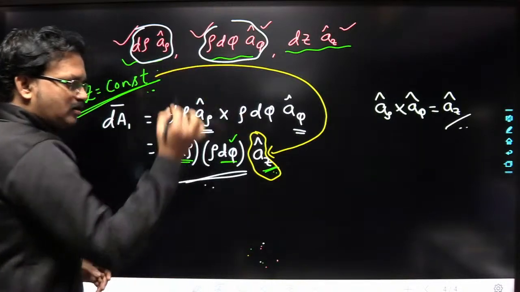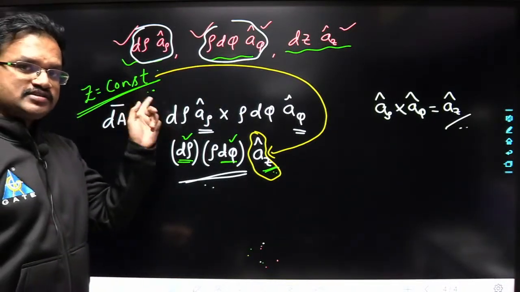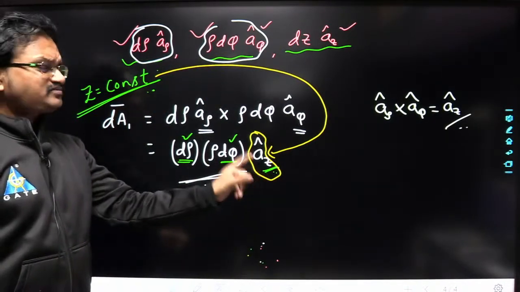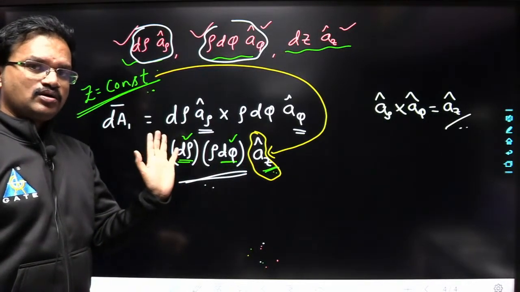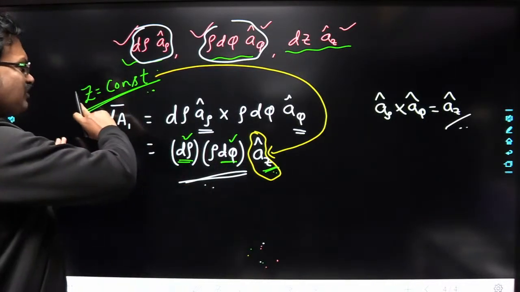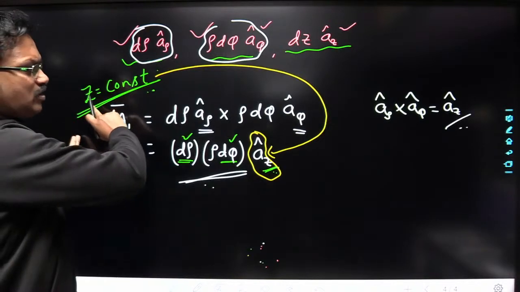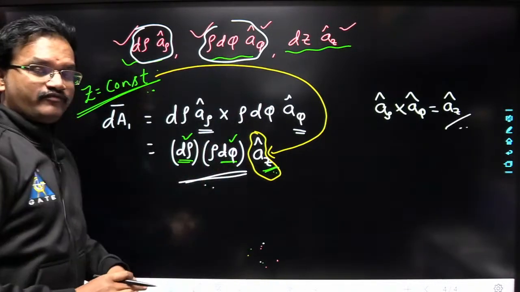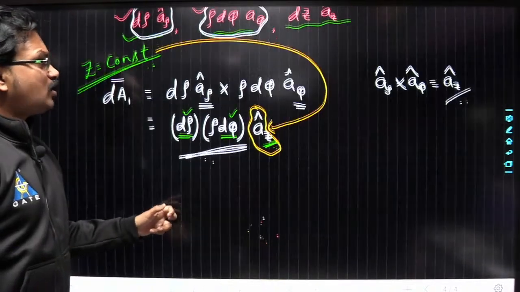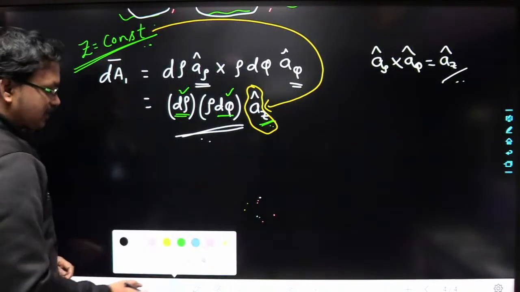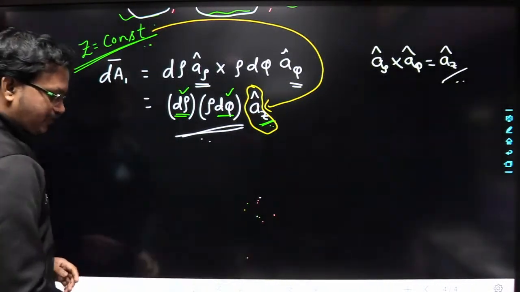AZ cap or not? Always the direction of any surface is given by the unit normal drawn to that surface. Yes or no? Okay, so for the Z equal to constant plane, its direction must be along the AZ cap direction. Okay, so now we try to determine the total surface area here.